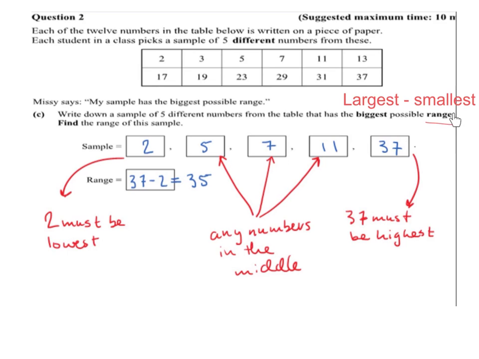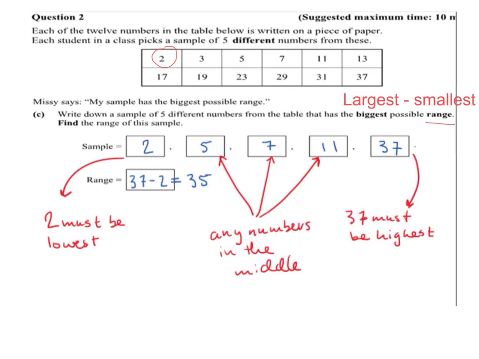So the range of a set of numbers is the largest number minus the smallest number. So what we have to do is have a look at our list and see, first of all, what is the smallest number. So 2 is clearly the smallest number.